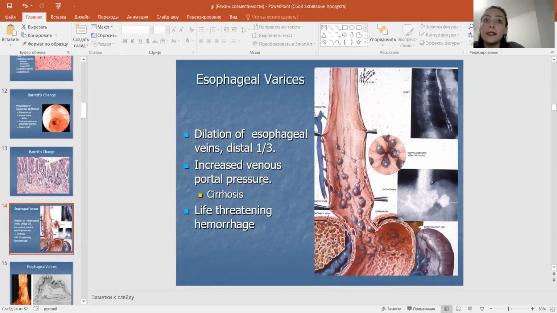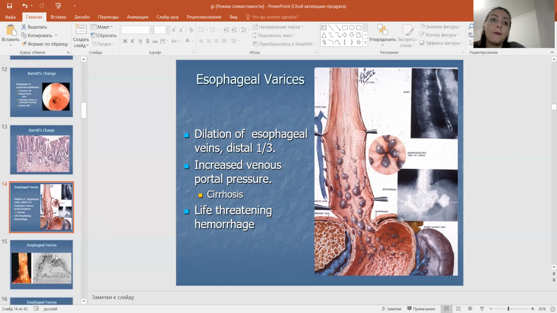Esophageal varices, dilatation of esophageal veins, frequently in the distal parts of the esophagus, due to increased venous portal pressure after cirrhosis, and life-threatening hemorrhage. So patients may die with hemorrhage.